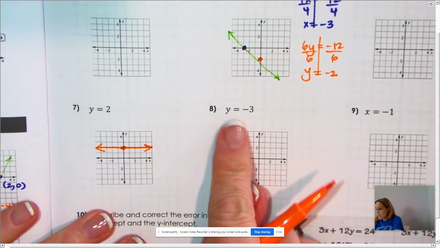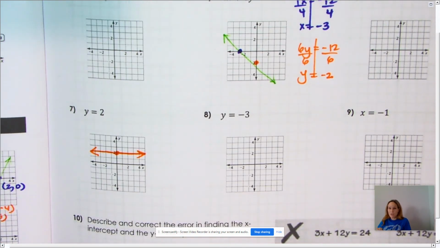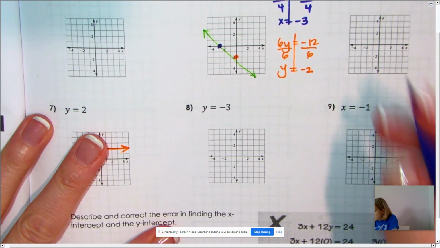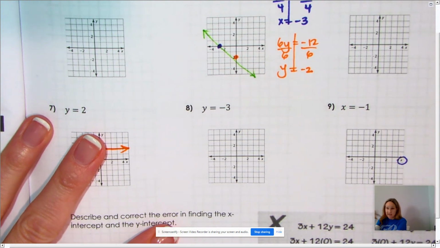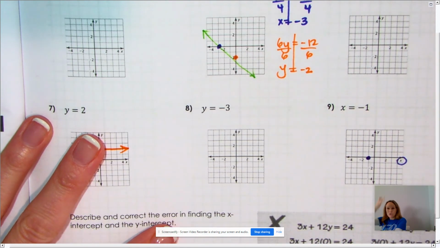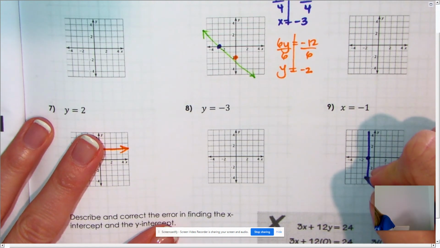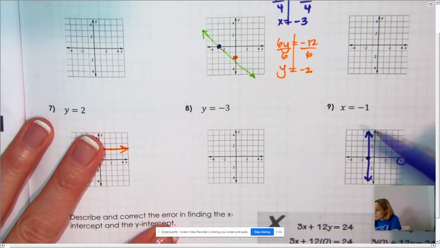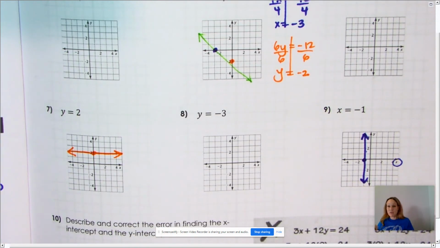Okay, so for question number 8, that one would be just like it, but instead of positive 2, it'd be down to negative 3. For question number 9, we have an x equals. So I'm going to find negative 1 on the x-axis. Remember, x is the side-to-side axis, and it's going to pass through at negative 1. But if it's going to pass through the axis, it has to go perpendicular to it. It's going to be going up and down because x is always equal to negative 1. And you'll remember from last chapter that this is not a function if it's a vertical line.